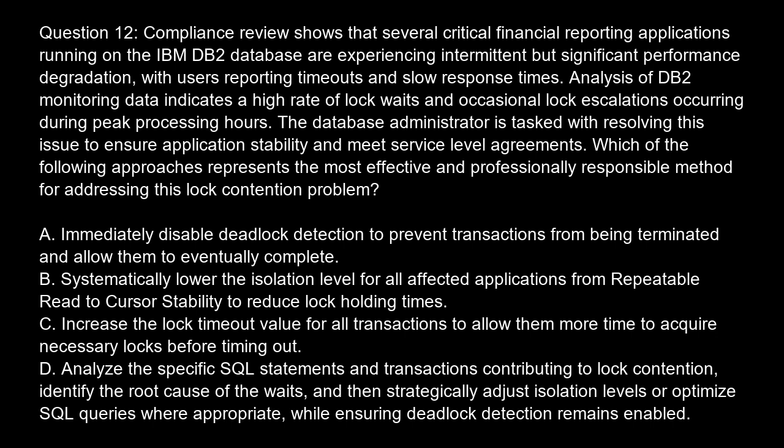Option A. Immediately disable deadlock detection to prevent transactions from being terminated and allow them to eventually complete. Option B. Systematically lower the isolation level for all affected applications from repeatable read to cursor stability to reduce lock holding times. Option C. Increase the lock timeout value for all transactions to allow them more time to acquire necessary locks before timing out. Option D. Analyze the specific SQL statements and transactions contributing to lock contention, identify the root cause of the waits, and then strategically adjust isolation levels or optimize SQL queries where appropriate, while ensuring deadlock detection remains enabled.